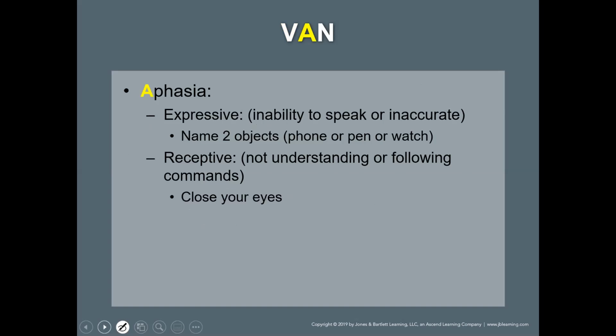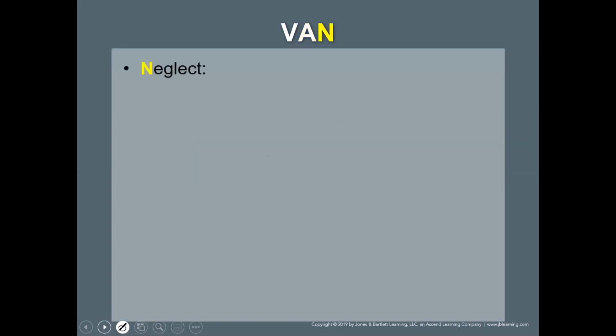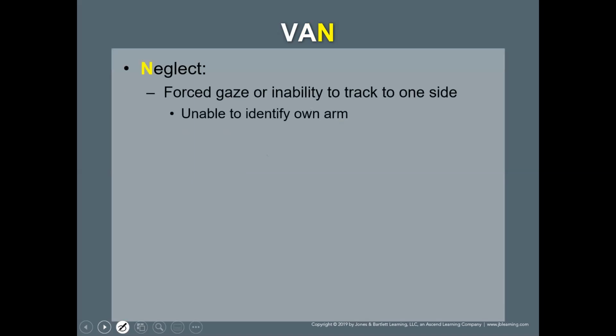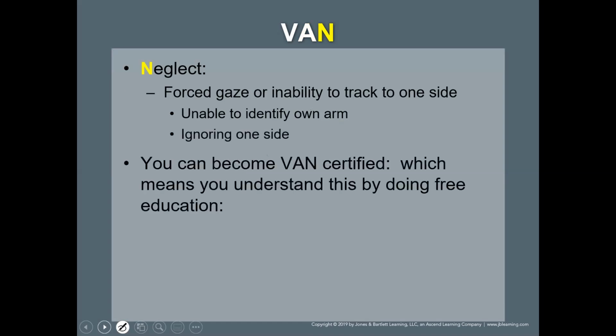So have them do 2 things. Close your eyes and then make a fist. And if they do those things, they don't have receptive aphasia. So that's expressive and receptive. And then the N, the neglect. So if they have a forced gaze to one side, they basically are unable to feel their arm when you touch both of them. They don't have any clue that you're touching one side. That is neglect. They're ignoring one side, they're looking over to the other side.